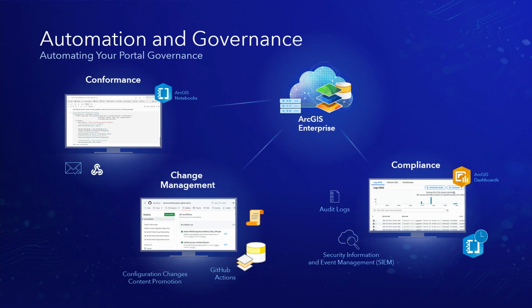Let's take a look at what Bill showed. It was conformance using notebooks, webhooks. It was change management with GitHub Actions, and then also having security information and event management through CloudWatch in this scenario, along with audit logs and displays in a dashboard. All of this is part of automating your governance.